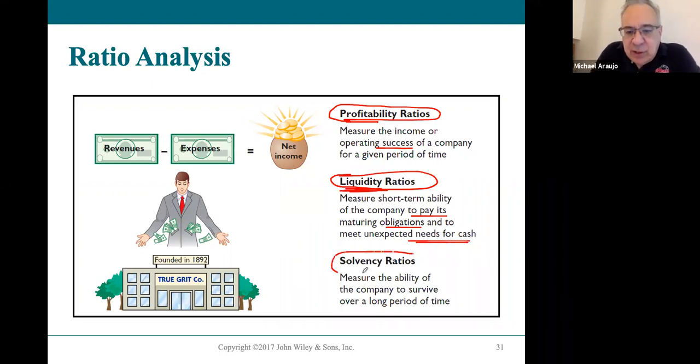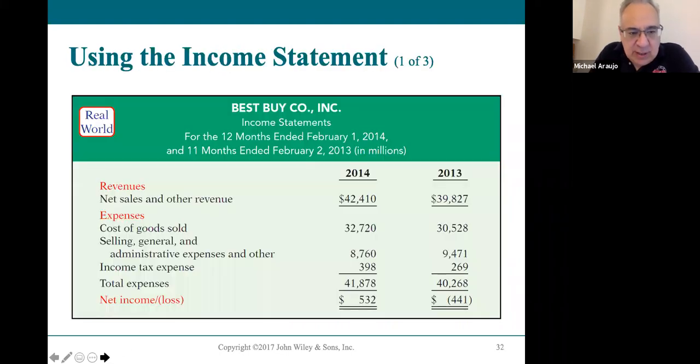And solvency ratios, again, measure the company's ability to pay its long-term debt. And all companies have some type of long-term debt. So we're going to look at each of these.